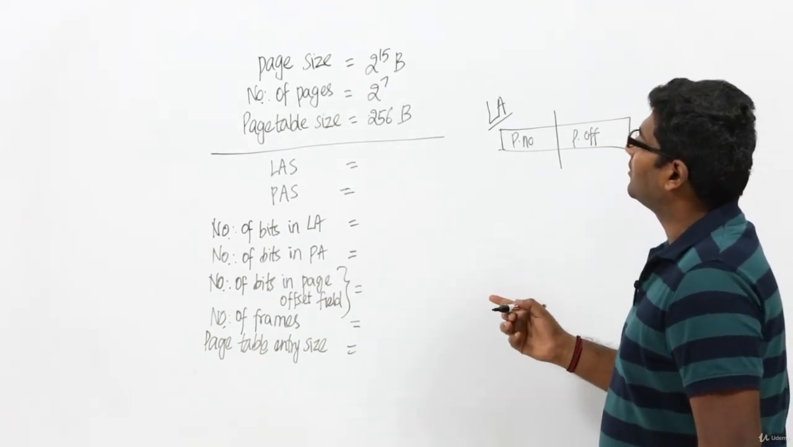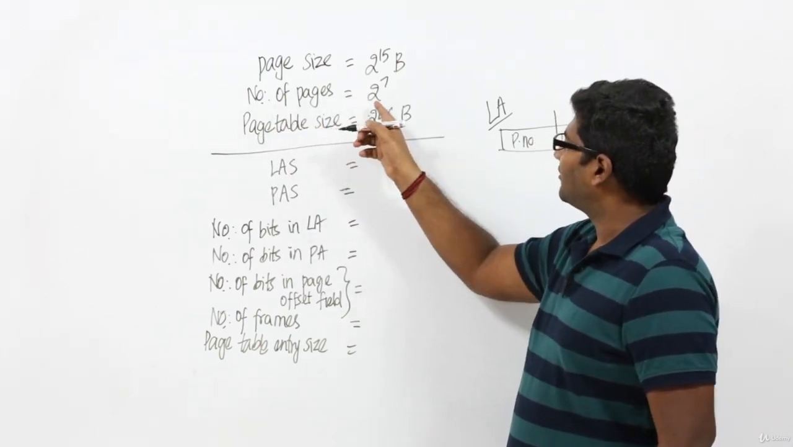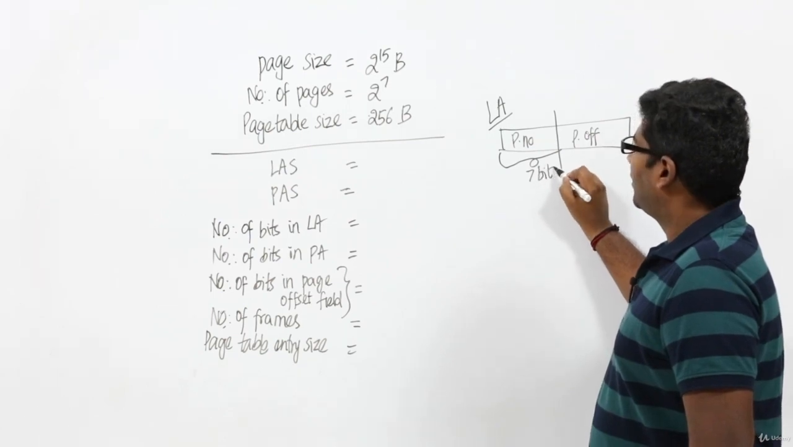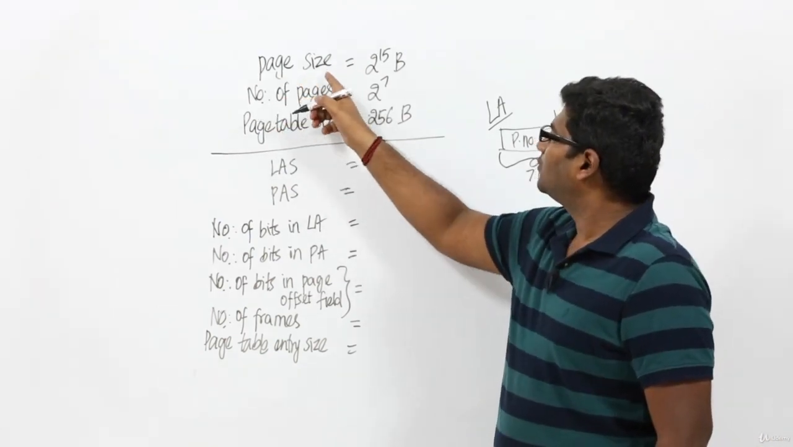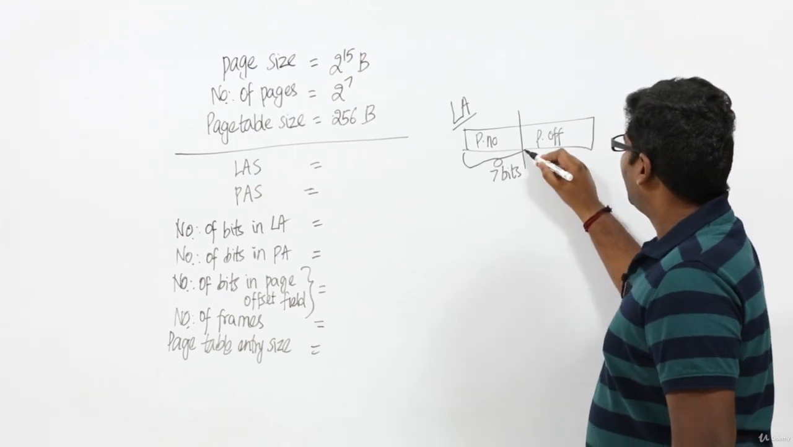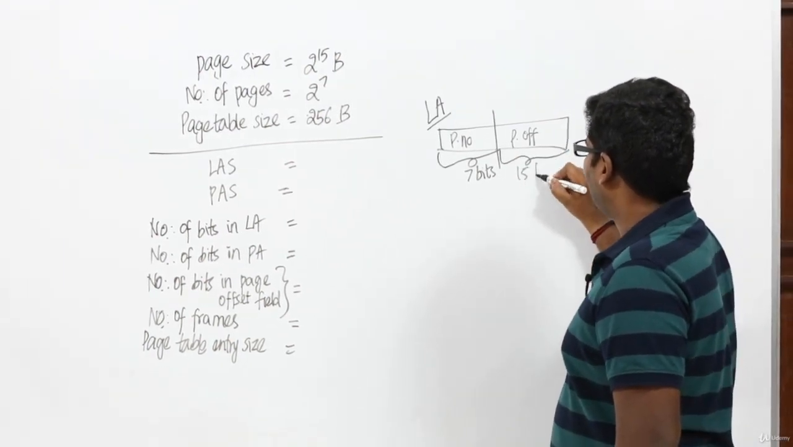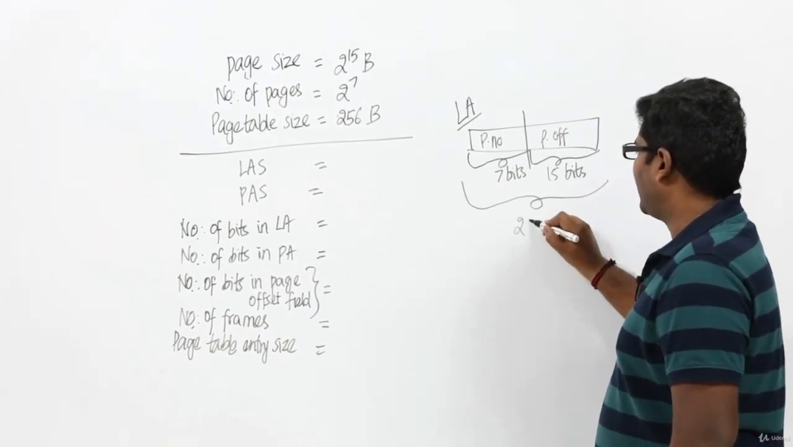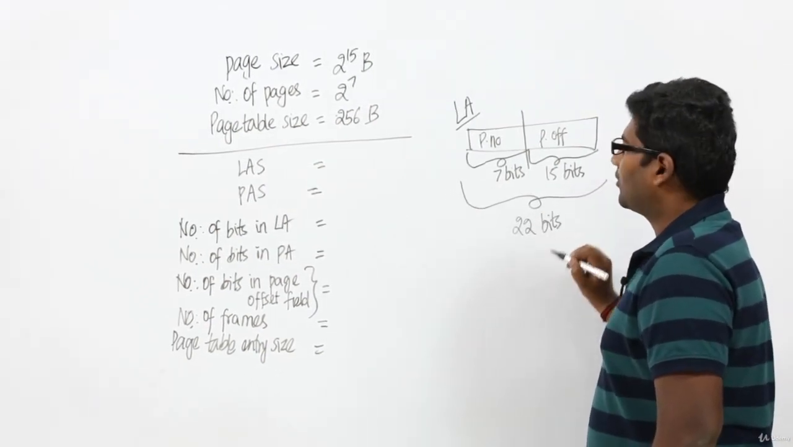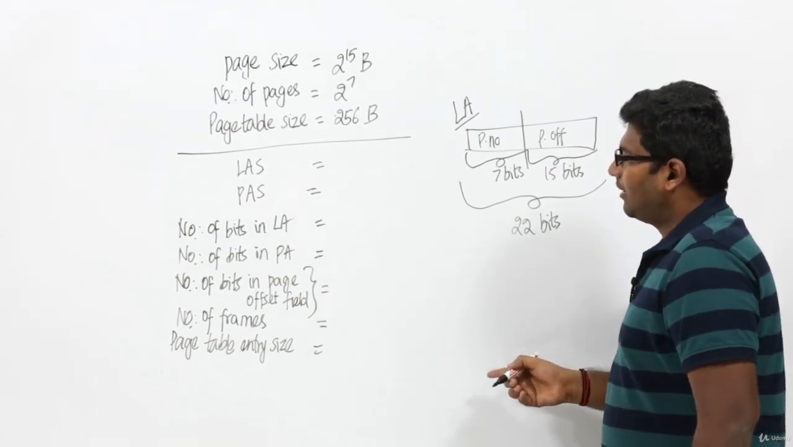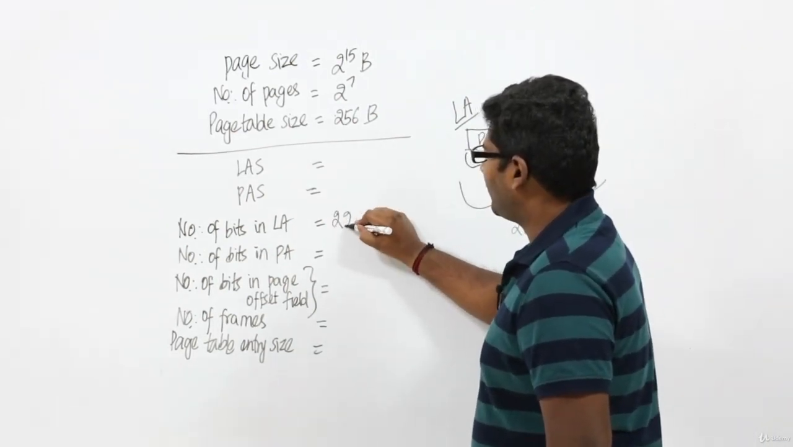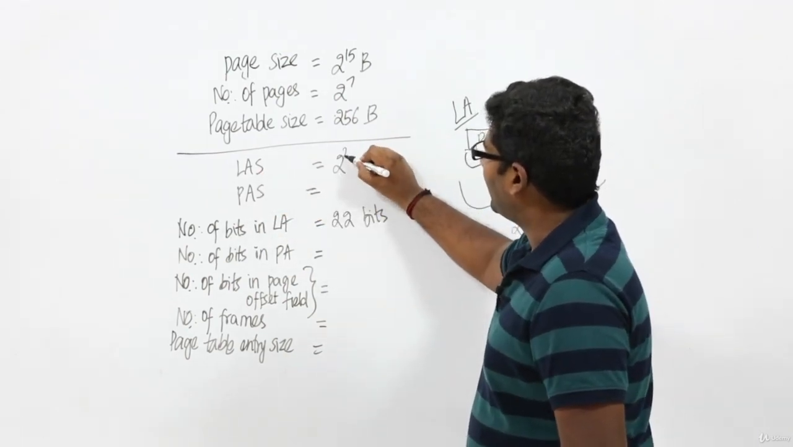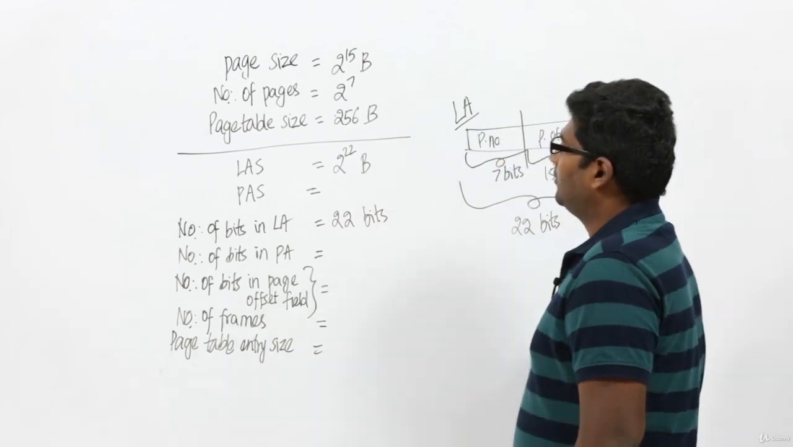Since they have given that the number of pages equals 2 power 7, the page number field will have 7 bits. And also they have given that page size equals 2 power 15 bytes, so the page offset field will have 15 bits. So what is the size of the logical address? 15 plus 7 is nothing but 22 bits. It is the total size of the logical address. And so I can write here 22 bits, and the logical address space will be 2 power 22 bytes, right?